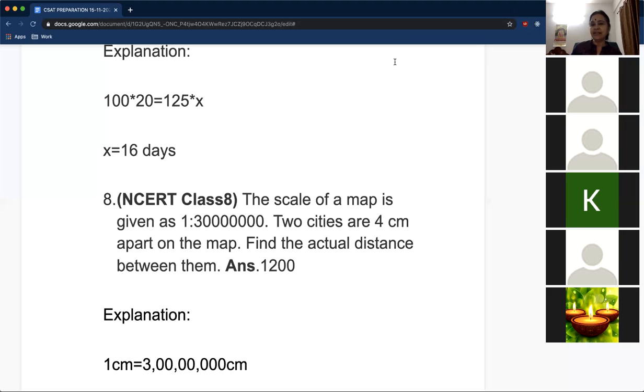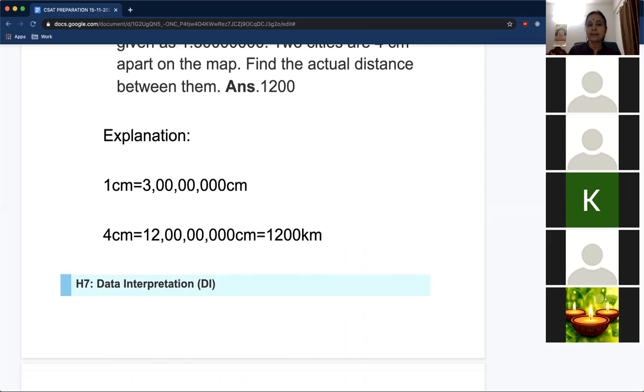1 centimeter was 3 crore centimeters, called the representative fraction. So it is 3 into 4, 12 crore centimeters. What is 1 meter equal to in centimeters? 100. And how many meters is equal to 1 kilometer? 1,000. So it is 1200 kilometers. Got it?